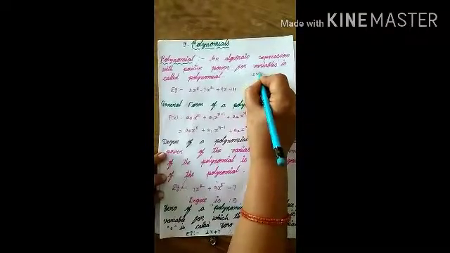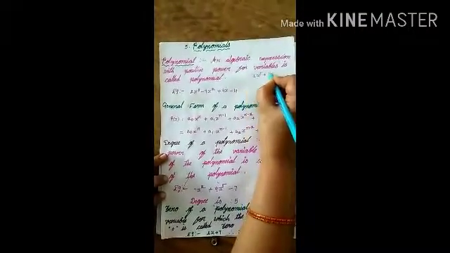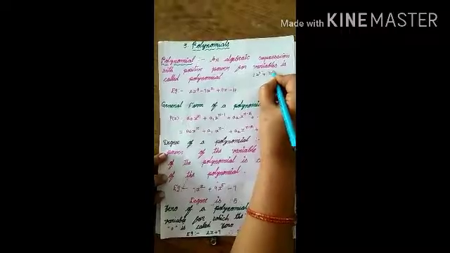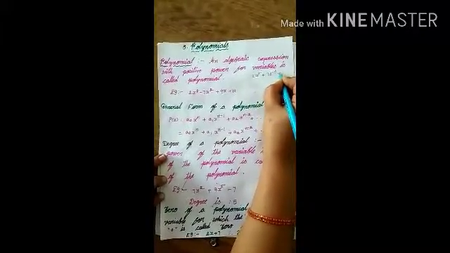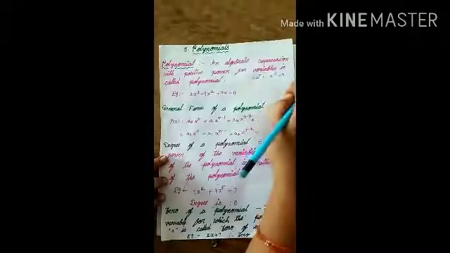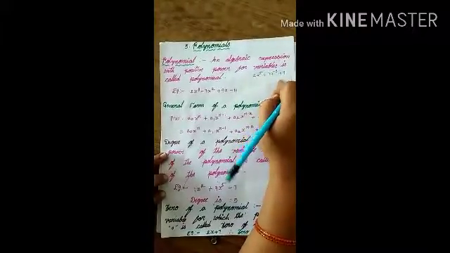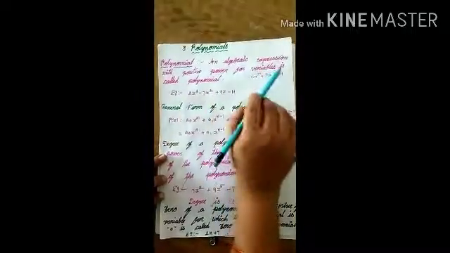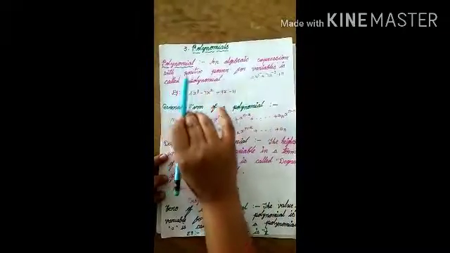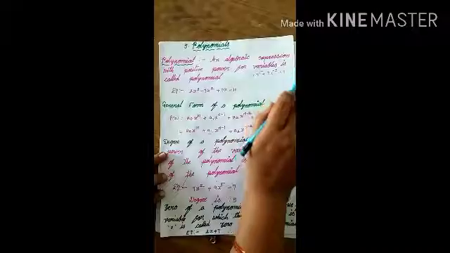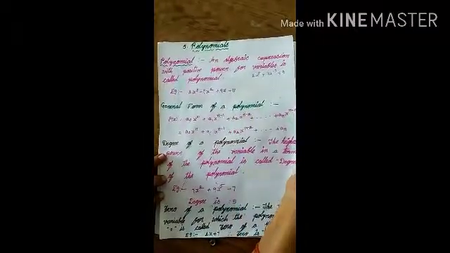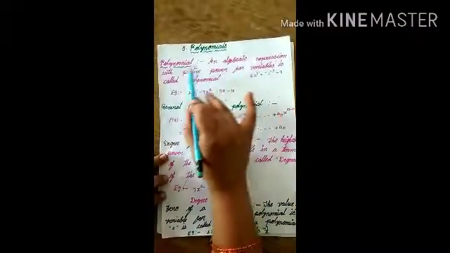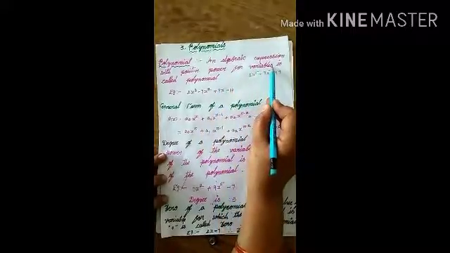For example, 2x to the power of 5 plus 7x to the power of minus 3 plus 9. Is it a polynomial? No, it is not a polynomial. What is the condition for the polynomial? Any algebraic equation or expression with positive power for the variable.